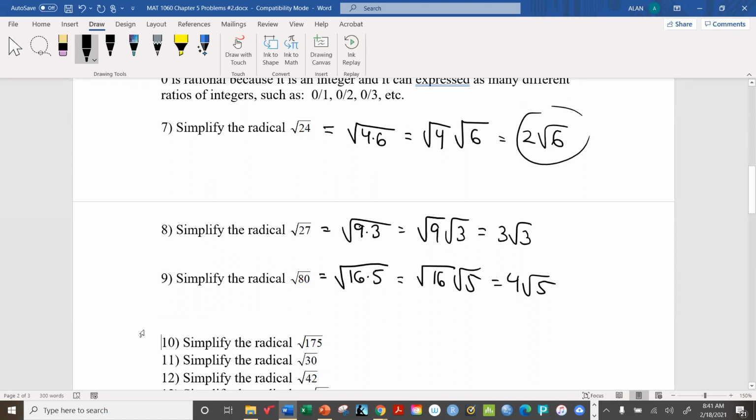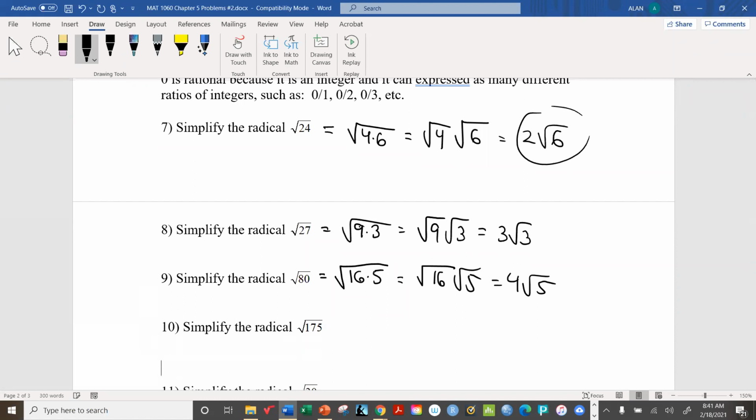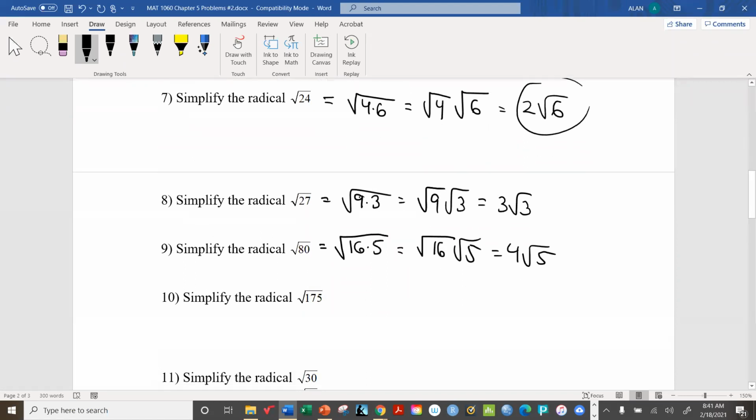Now, this next one is a little bit more challenging, but you might notice, if you look at it long enough, that one of its factors is in fact 25. That's right. This is the product of 25 and 7. And that worked out beautifully for us. All right.